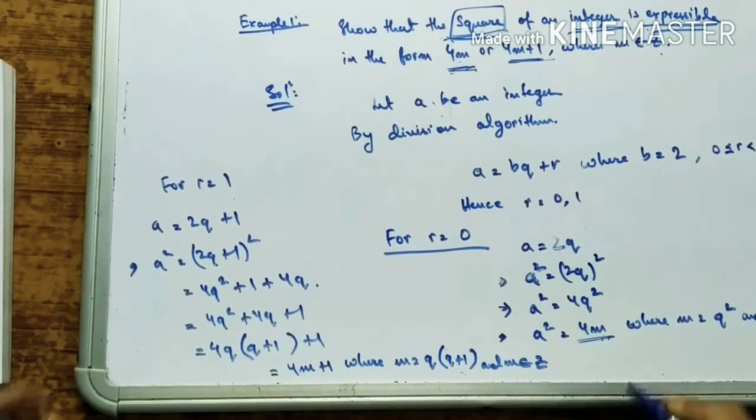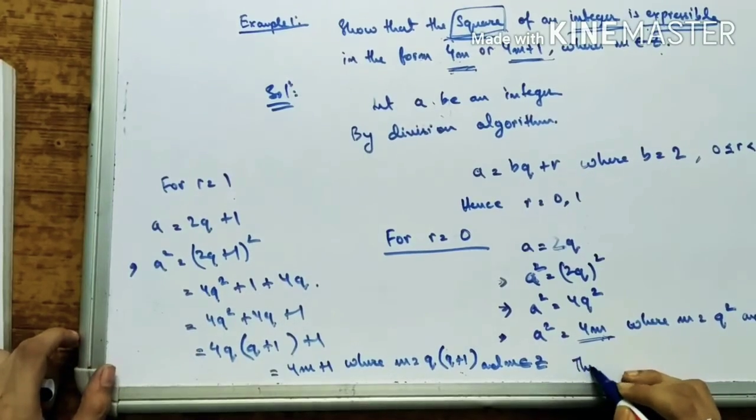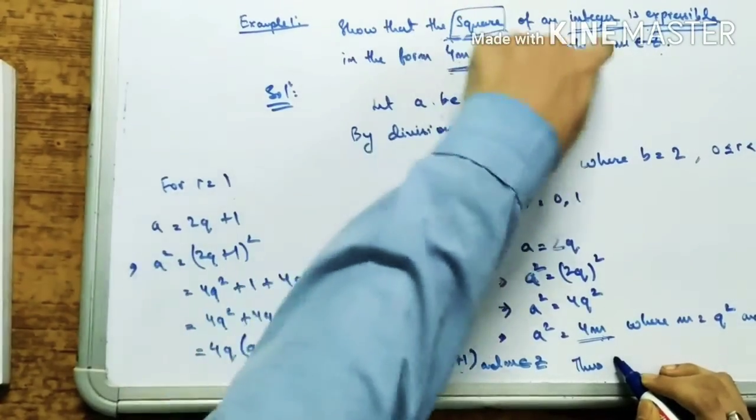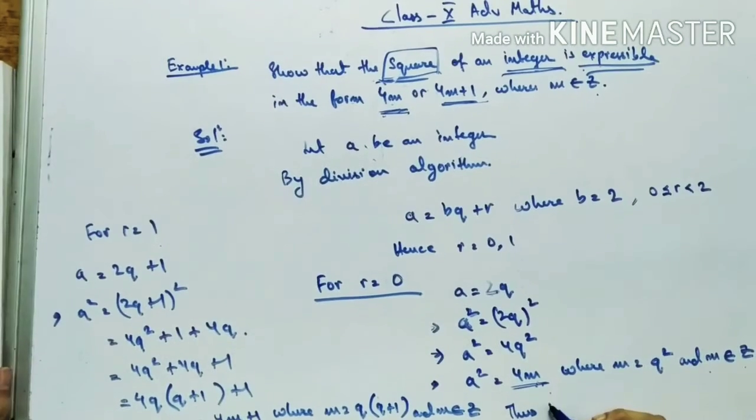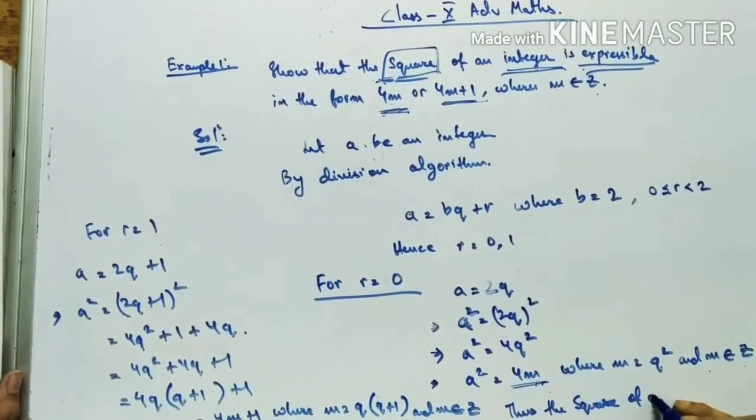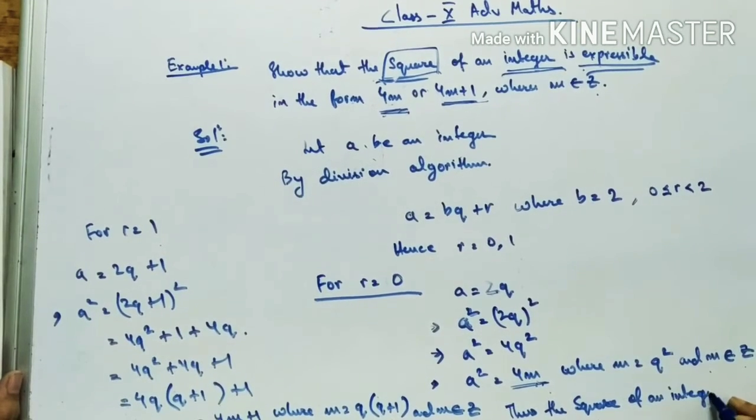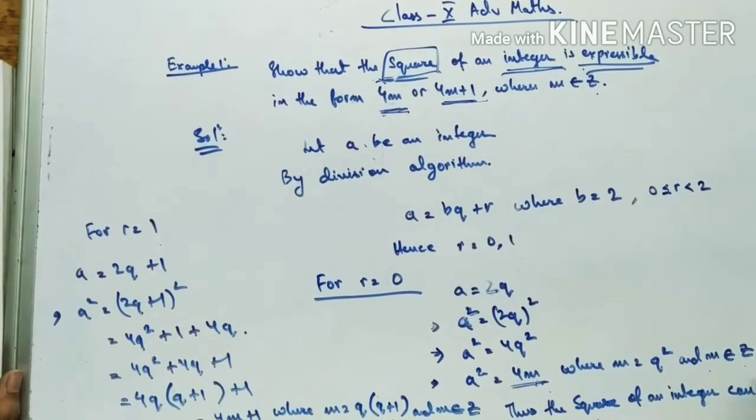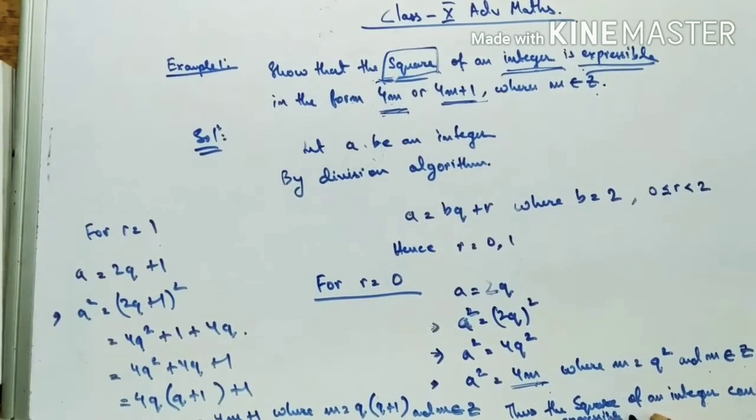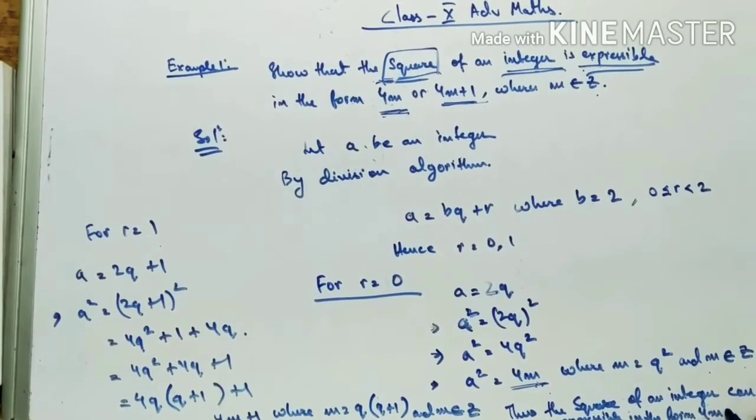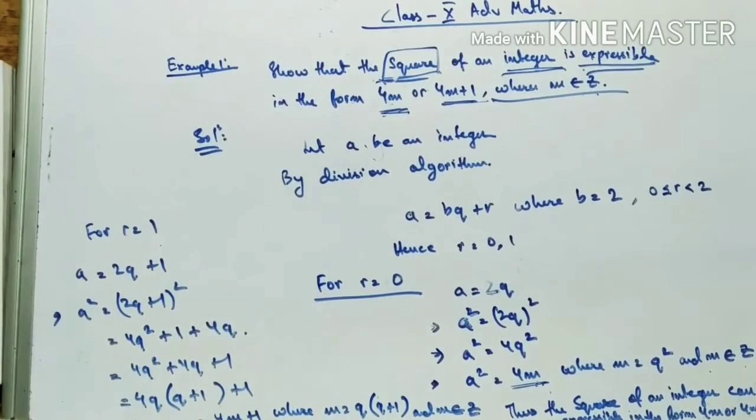So now the last line I can write: thus the square of an integer can be expressible in the form 4m or 4m plus 1, where m belongs to Z. This sentence at last I can write down.